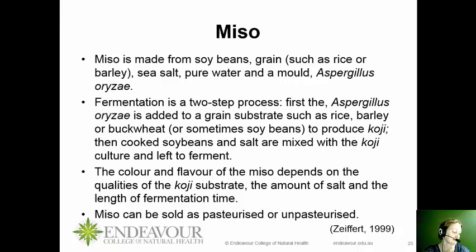In Asian cultures, generally they recommend darker and longer fermented miso in colder climates, lighter and less fermented miso in warmer climates, and red and moderate fermented miso in moderate to year-round climates. So it's just a little bit of food as medicine there. The color and flavor will depend on the koji, the amount of salt, and the length of fermentation time. And misos can be sold pasteurized or unpasteurized.